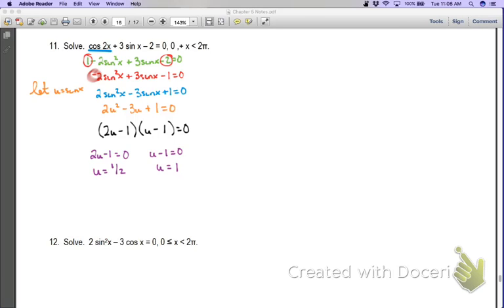Remember that u is really just sine of x. So I have sine of x equal to 1/2. I have sine of x equal to 1. So then it just becomes finding my values. Again, it's really up to you how you do it. If you want to use the circle, use the circle.